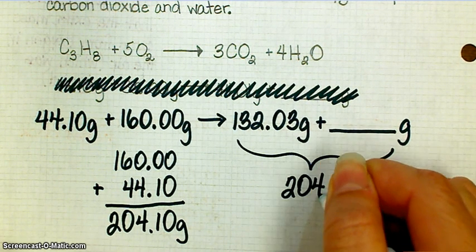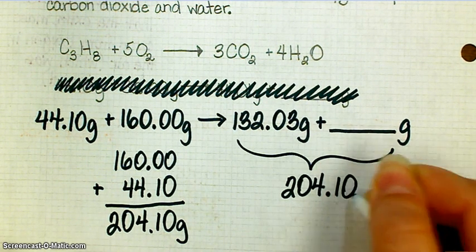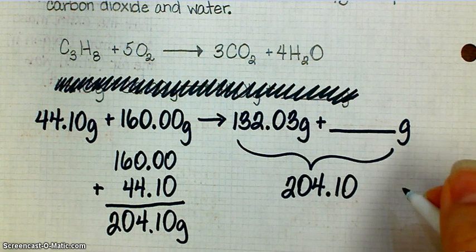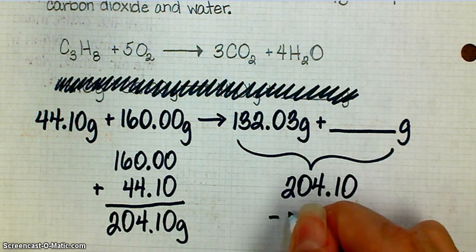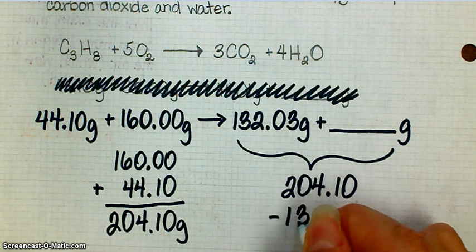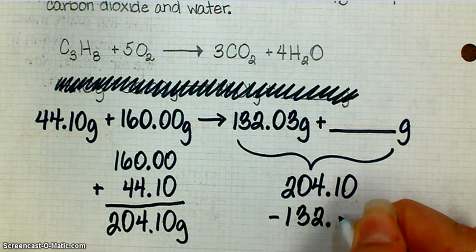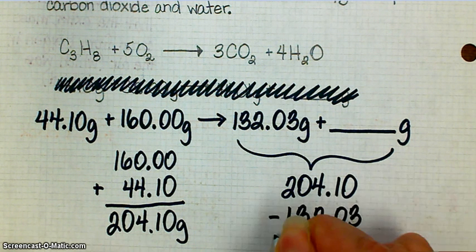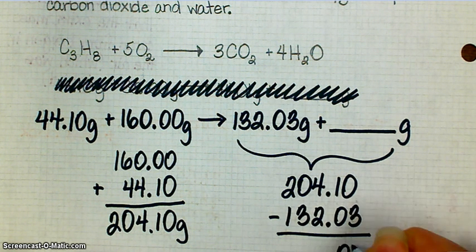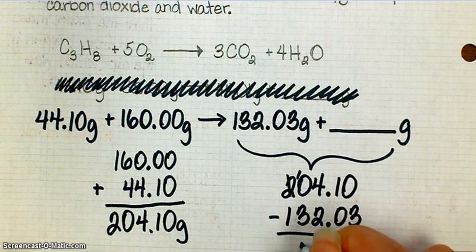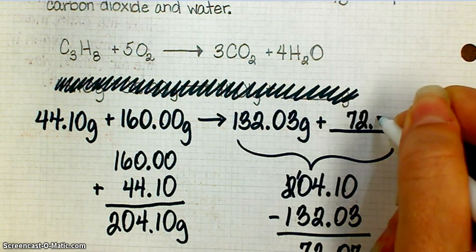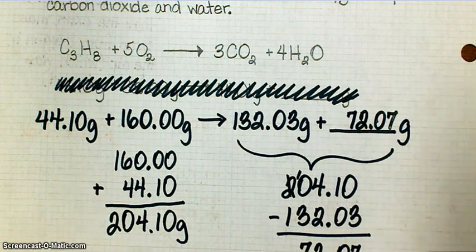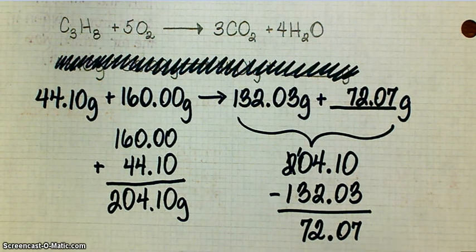So that also has to be the total mass on the product side. So if I know my total is 204.10, then I can find this missing number if I subtract out the number that I am given on the product side that I do know. And I come up with 72.07 grams of water.